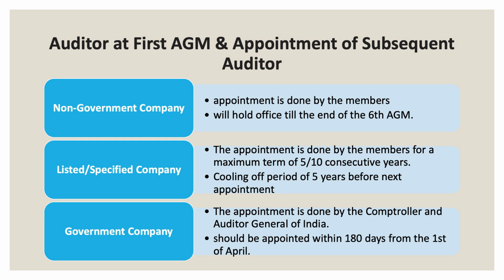And in the case of a government company, the subsequent auditors would be appointed by the Comptroller and Auditor General of India, and the CAG would be appointing them within 180 days from the 1st of April.